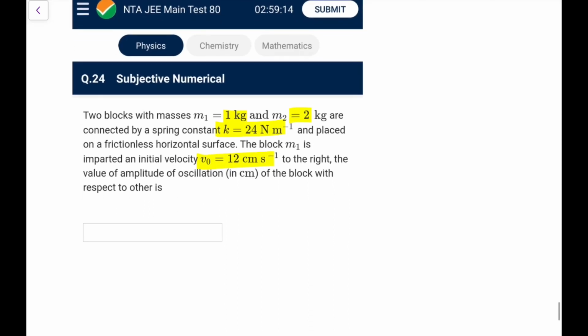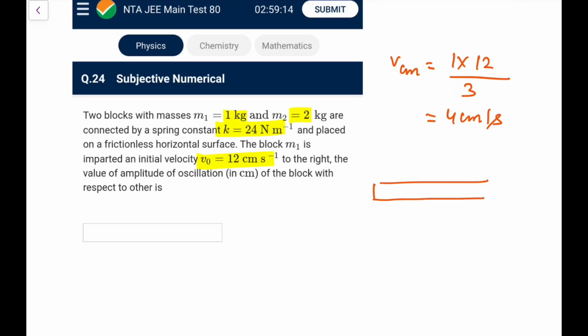So what we have, the amplitude of oscillation will be, the mean position is given, so it would be the position of maximum compression. At maximum compression, you can directly say both will have the same velocity, or the best approach is to go in the frame of CM. If I go in the frame of CM, first of all, what is VCM? VCM you can make out as 12 centimeter per second upon 3, that comes out as 4 centimeter per second.